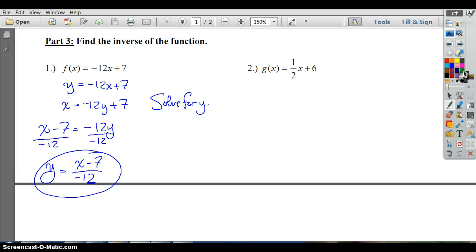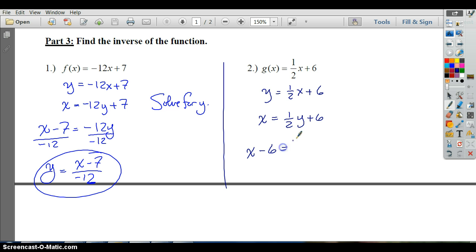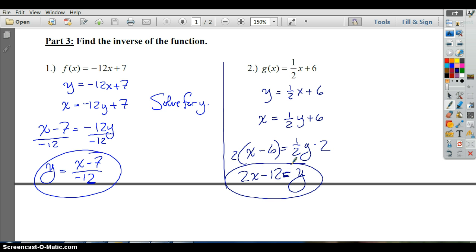Let's do g of x. Same idea. Let's put y in here for g of x. Let's switch the x and the y. Let x minus 6 equals half y. And then I'm going to multiply both sides by 2. There's your inverse, 2x minus 12.